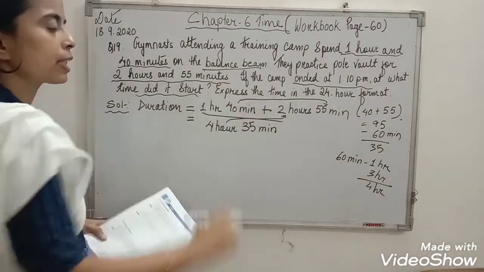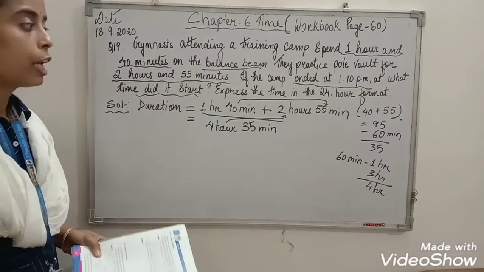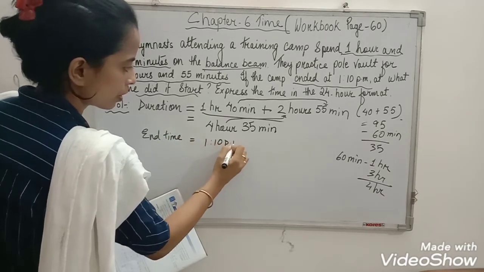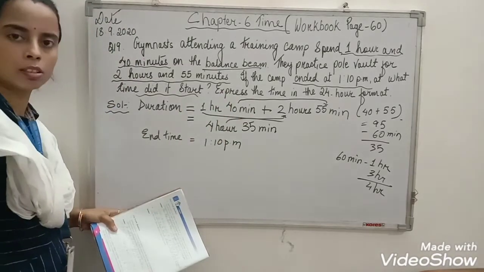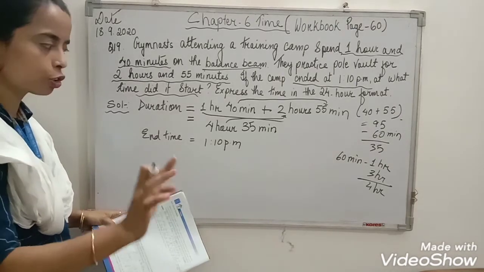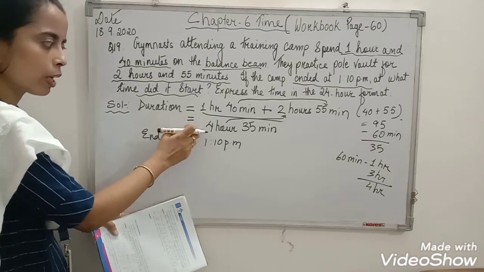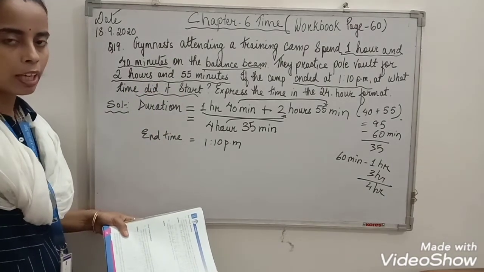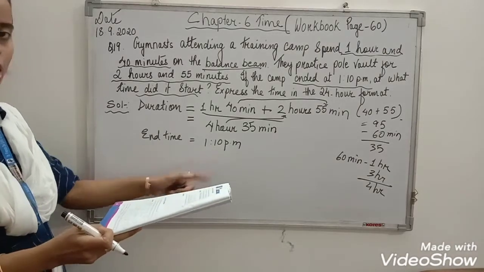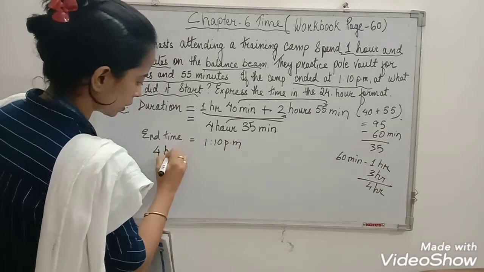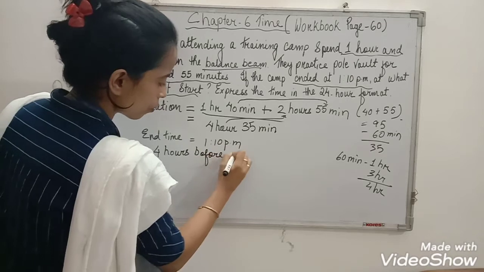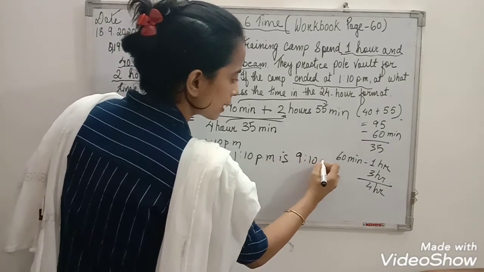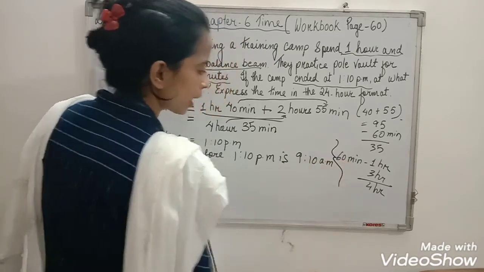Now, if the game ended at 1:10 p.m., at what time did it start? The end time is 1:10 p.m. You have to find out the starting time. So children, what you have to do is calculate 4 hours before 1:10. How much will you get? 4 hours before 1:10 p.m. is 9:10 a.m.